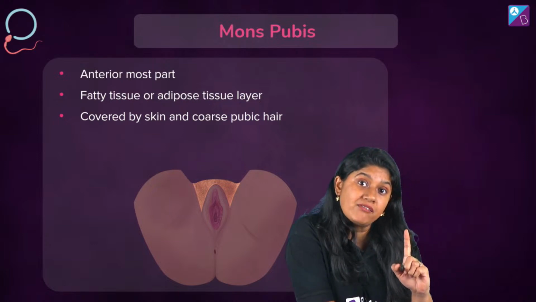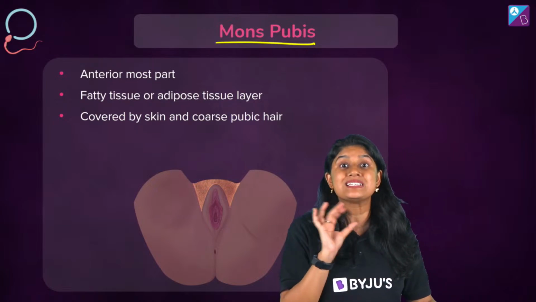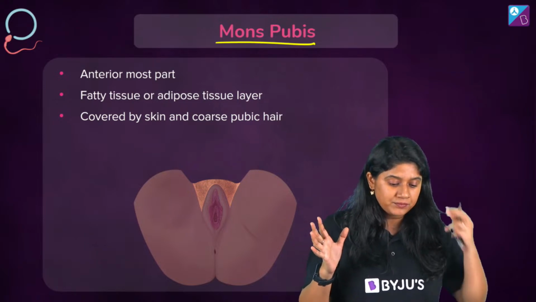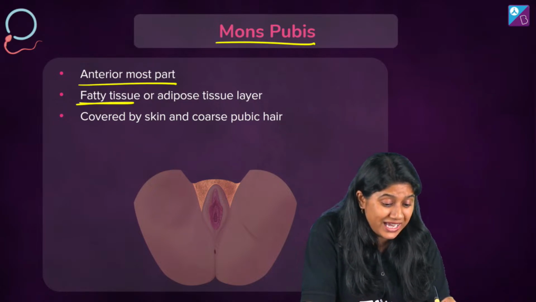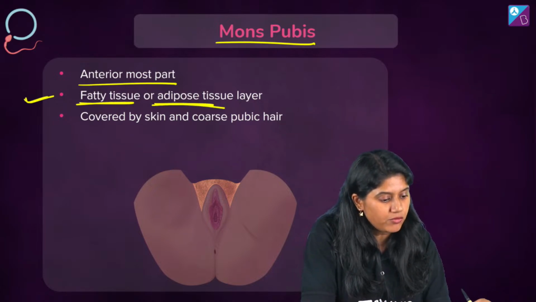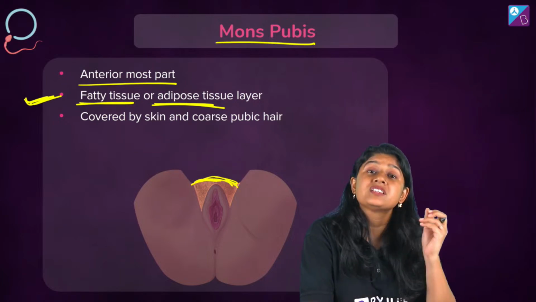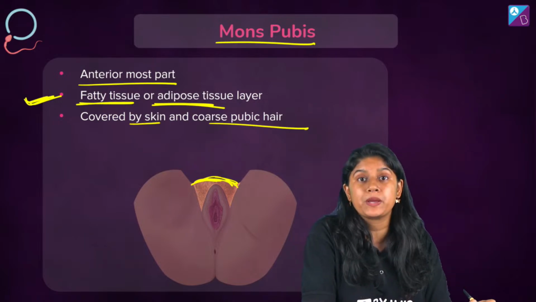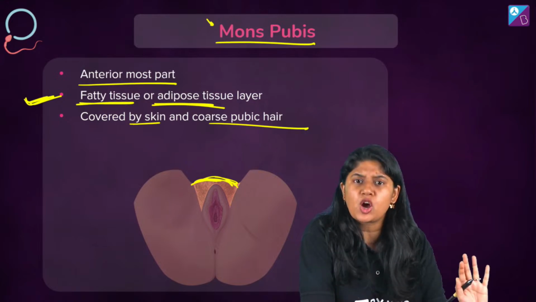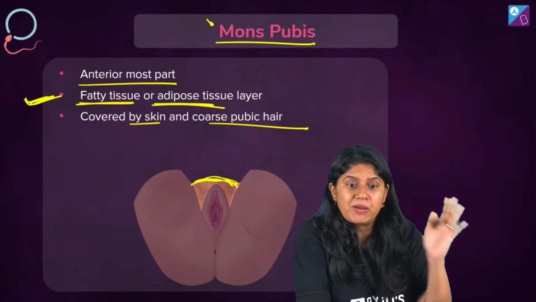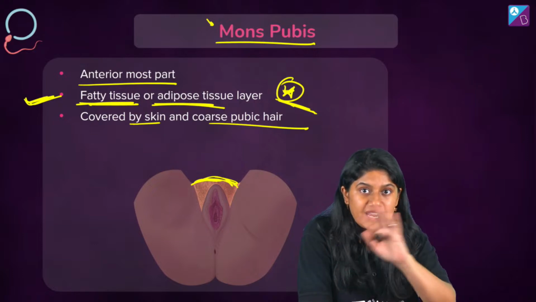Now, the first part that we are dealing with, everyone, is the Mons Pubis. This is the anterior part. We know the difference between interior and anterior. So over here we have the anterior part of it, right? It has fatty tissues, all the adipose tissues. This is very important for all of us to remember. And can you see this upper part? This is covered by the skin and the pubic hair. So that's about the Mons Pubis. This is a very small topic, it does not have much detail, but we should remember it. It has the fatty tissue or the adipose tissue, a layer of it.